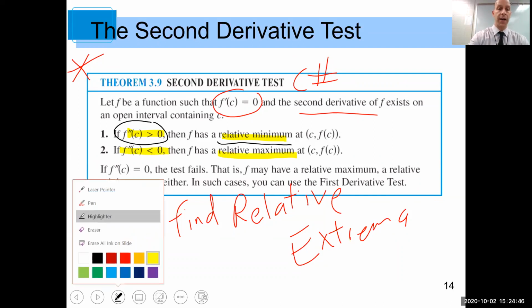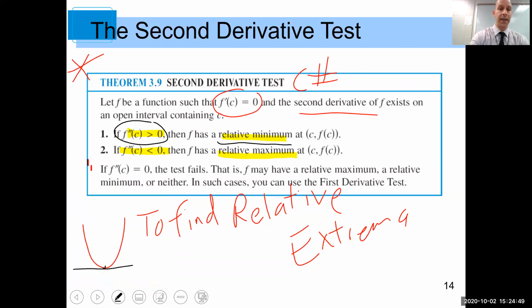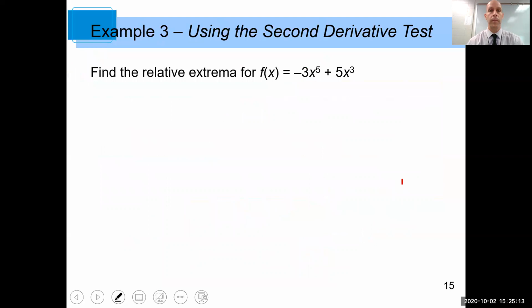Now let me emphasize this third thing here, this little final point. If f double prime is equal to 0 at c, then the test fails. In other words, you cannot use it. So if you did the second derivative and it turned out to be 0, you have to use the first derivative test. So make a note of that. It doesn't happen very often, but that'd be a good test question or a good AP exam question.